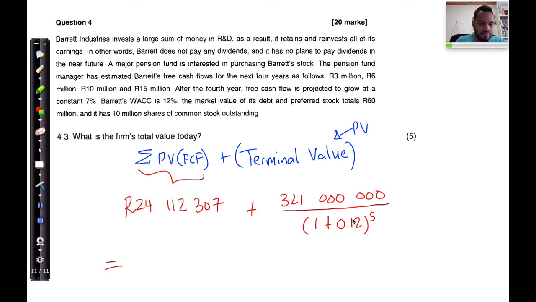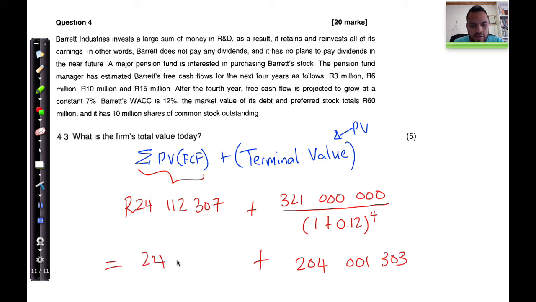321,000,000 divided by 1.12 raised to the power of 5, and that's going to give us... sorry, let's just check. That should not be raised to the power of 5. It needs to be raised to the power of 4. Sorry about that. And that's going to give us the following: 204,001,303.